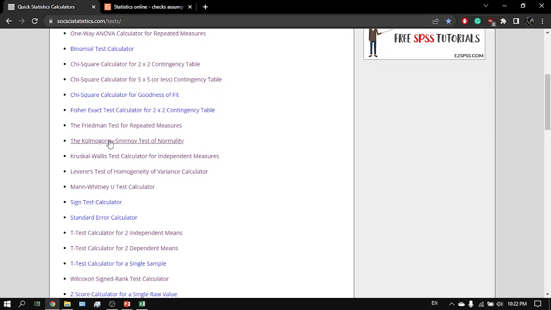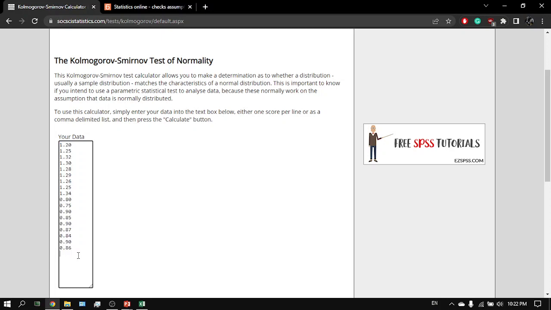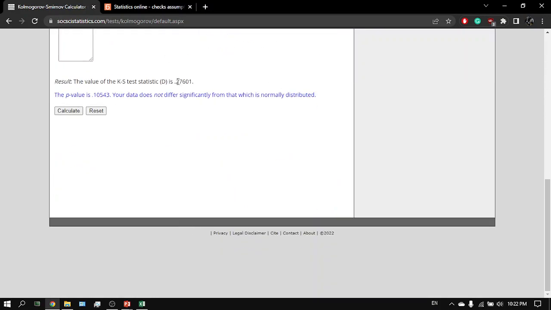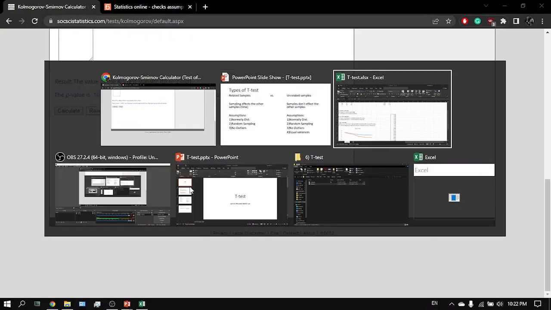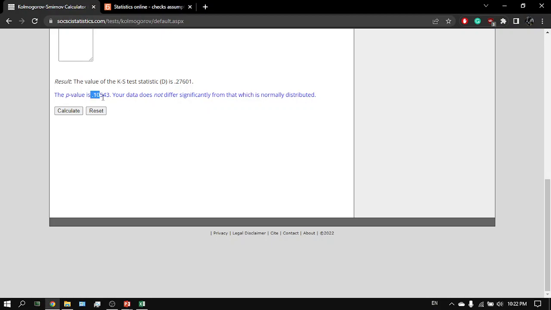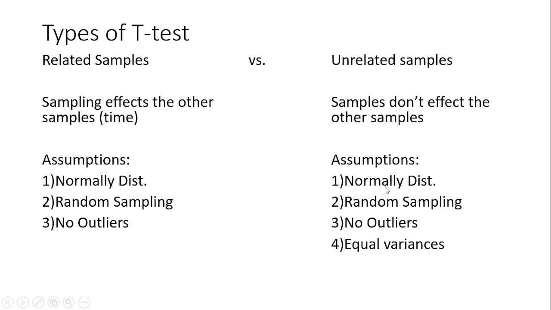And where is it? Kolmogorov, test of normality. I select my data. If there are any spaces, I delete them. I'll calculate. P is larger than 0.05, so normally distributed. I told you if the P is smaller than 0.05, you accept H1. If it's larger than it, you accept H0, the null hypothesis. So our data, since P is like this, you accept the null hypothesis. Our first assumption is met.